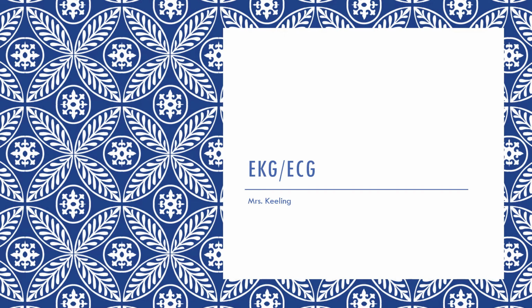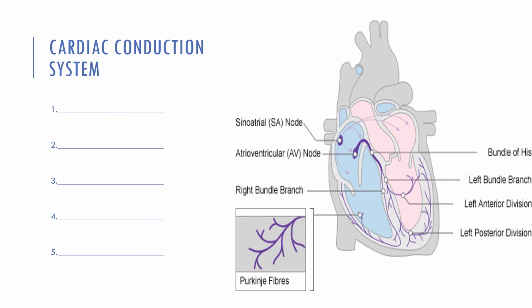We are going to start talking about the basic introduction of your EKG. So first, let's go through that cardiac conduction system that we talked about previously. The first one is your SA node. The second is your AV node. Then that conduction goes down to the bundle of His.